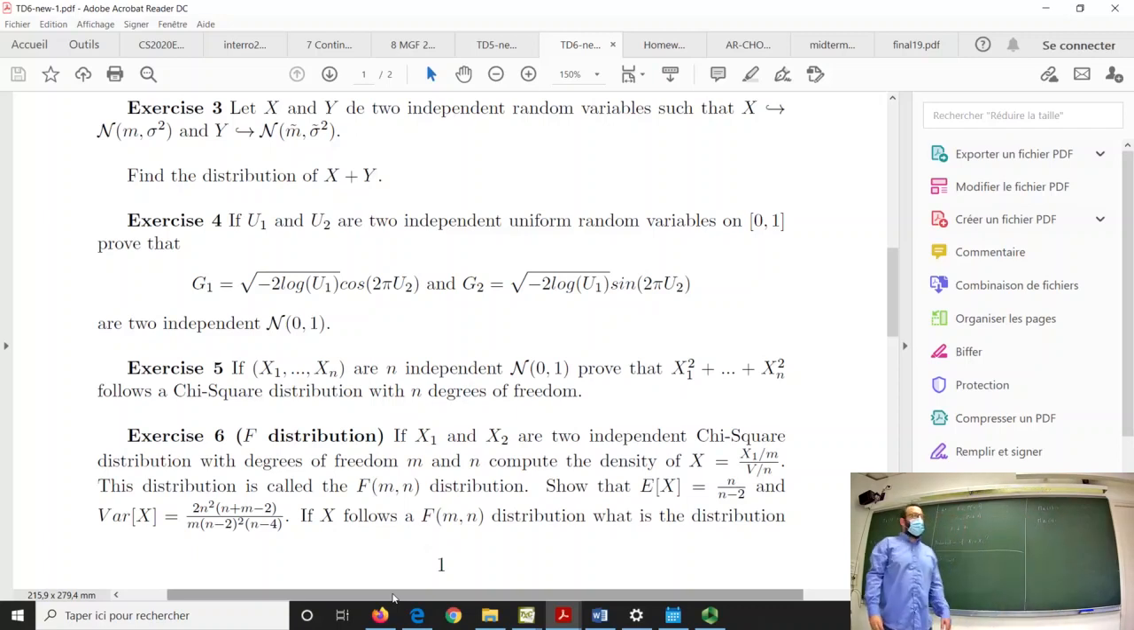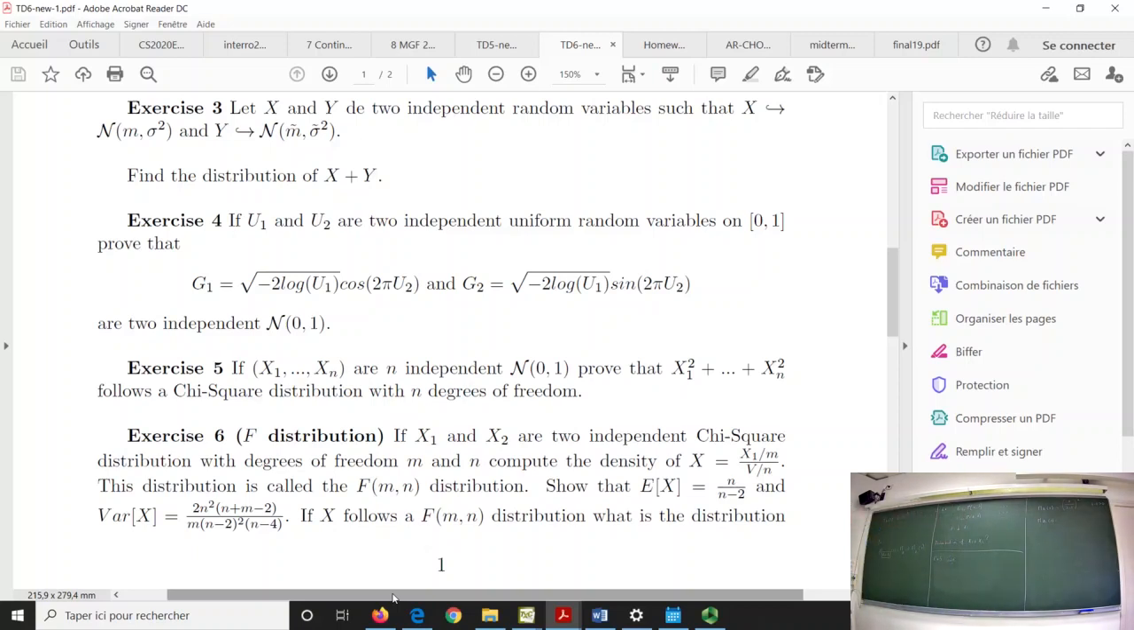So what is M_X1 of t? In my example, it's the one of gamma, okay? So it's lambda over lambda minus t to the power a. And I need to impose a condition on t in order to make this quantity okay. I need that lambda minus t is strictly greater than 0, so t is strictly less than lambda.